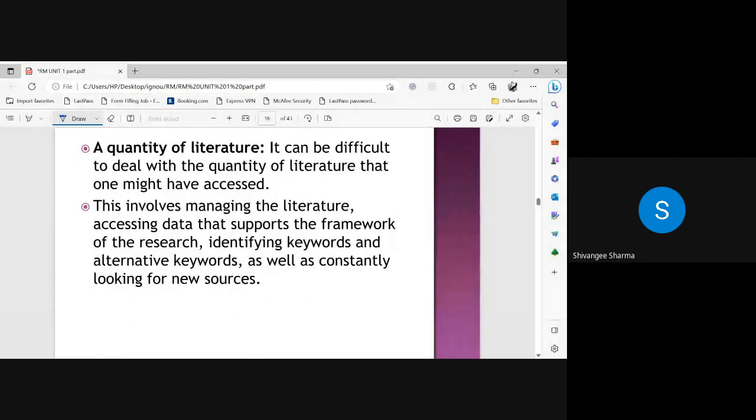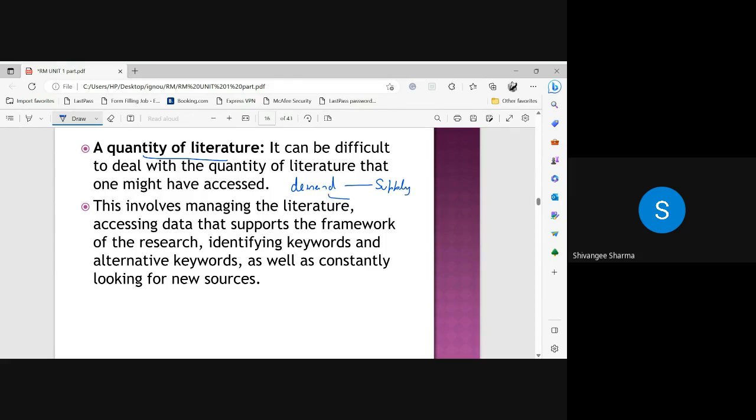The next problem is the quantity of literature. Now, suppose you are doing an analysis and that analysis requires two variables. The one is demand and the other one is supply.